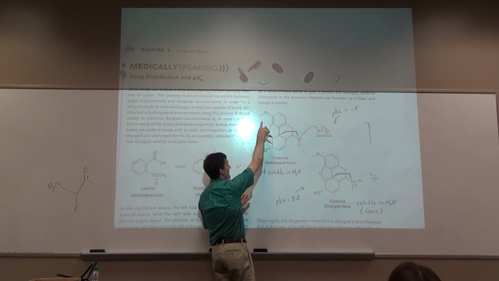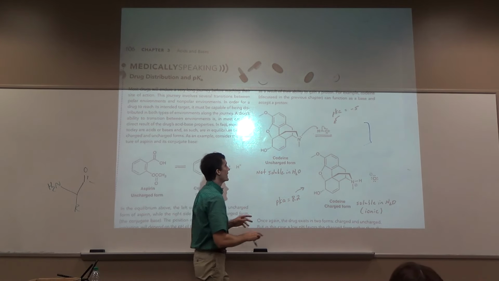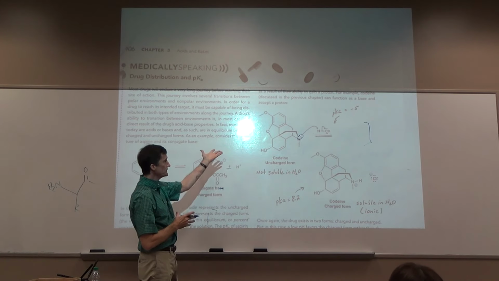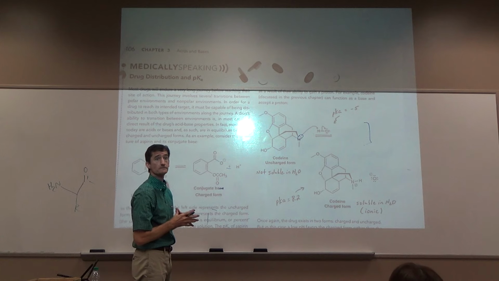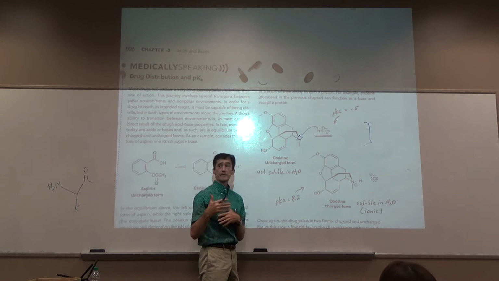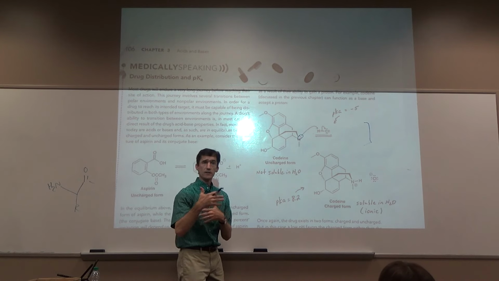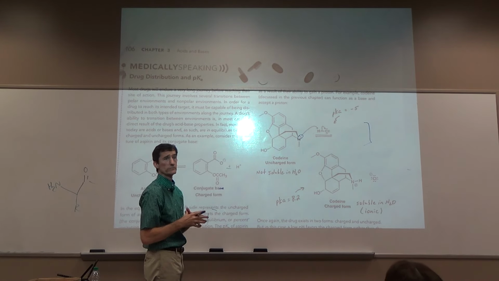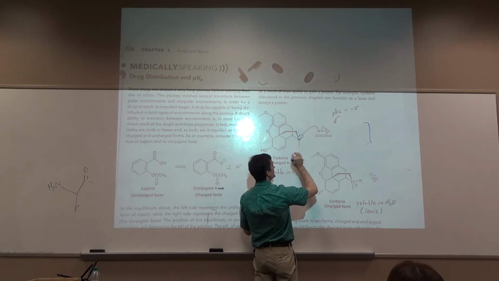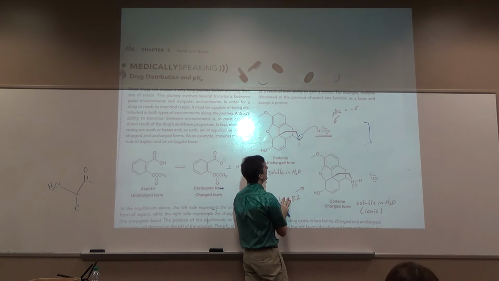What's the most basic atom in codeine? Neutral nitrogen, right? Neutral oxygens are not basic. Again, that point right there is like number 6 on the summary page, or some number. Okay? We've already said. So this is the base. Obviously, HCl is the acid.